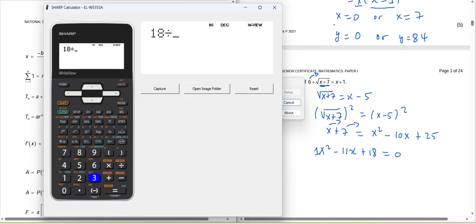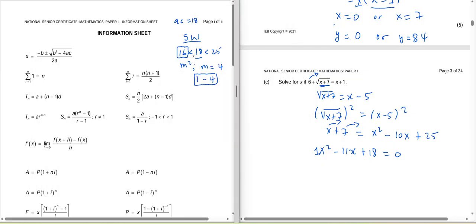Now let's try 2. Now 2 and 9 can form minus 11 by saying minus 2 and minus 9. Now, can minus 2 and minus 9 form 18? Because our goal is to form AC. Yes, they can, because minus 2 times minus 9 is 18. So it means that we have got the pair. So the pair that we have got is minus 2 and minus 9. That is the correct pair.